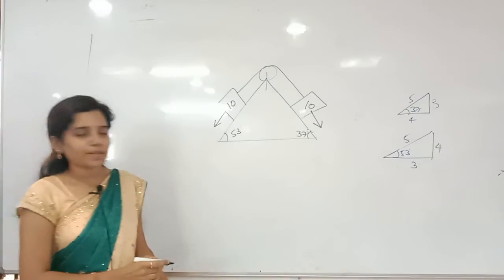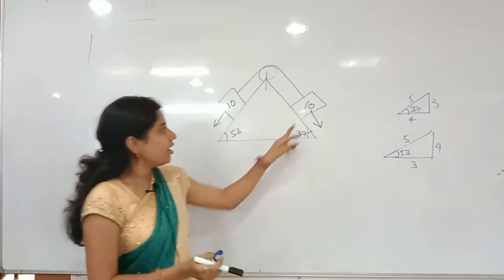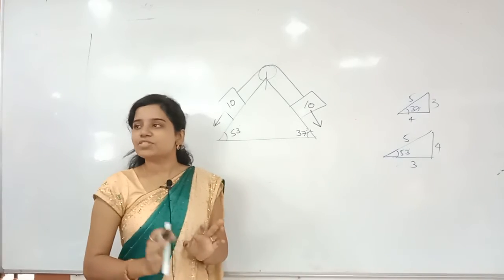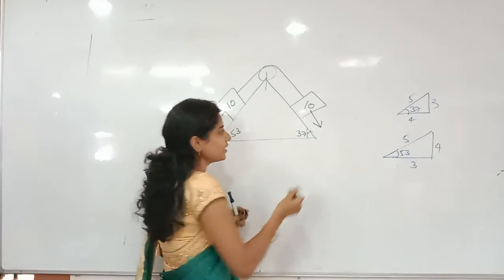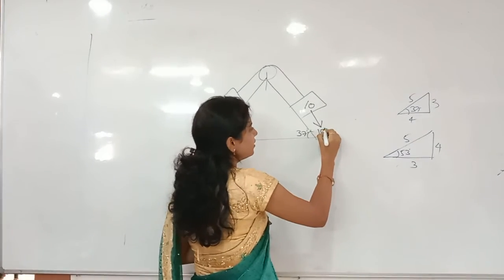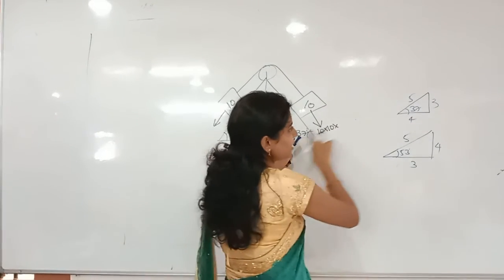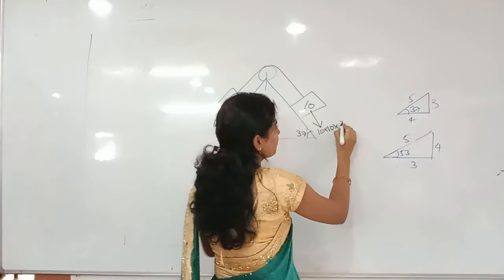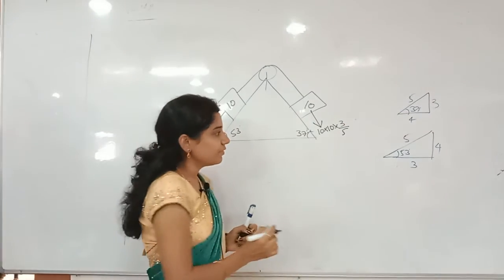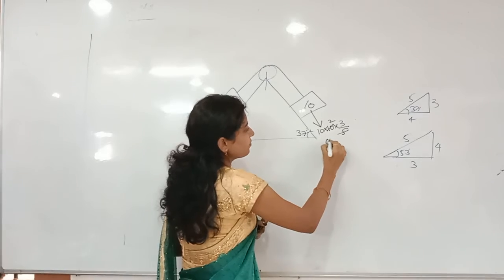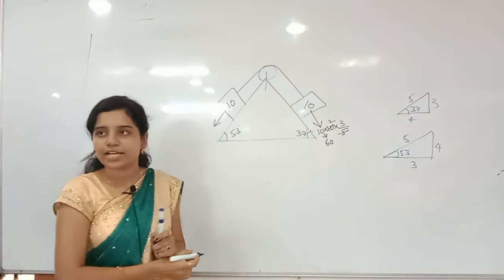Look at the board. See that here on this, what force will act? Of course, along the inclination, mg sin theta. Mg sin theta, nothing but m is how much? 10. g is 10. Sin 37 is how much? 3 by 5. Finished there. Totally it will be 60. In this direction, 60 newtons force is acting.